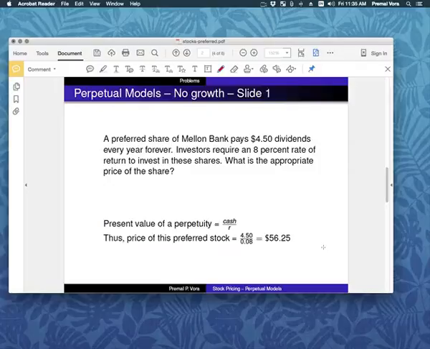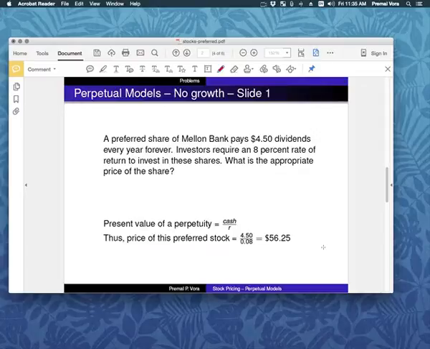If you buy this stock for $56.25 and you pocket $4.50 at the end of the first year, your first year's return will be 8%. Next year, when you pocket $4.50, again the return is 8%. The third year, when you pocket $4.50, the return is 8%, and so on and so forth.